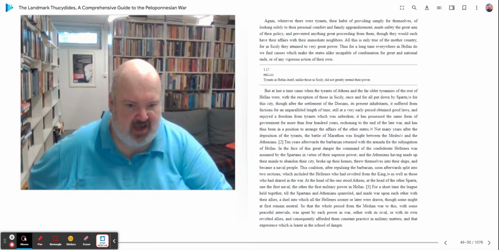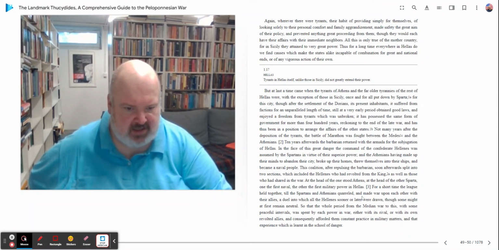This coalition, having repulsed the barbarians soon after, split into two sections, which included the Hellenes who had revolted against the king, as well as those who had shared in the war. At the head of one stood Athens, at the head of the other Sparta. The first a naval power, the second a military power. For a short time, the league held together.